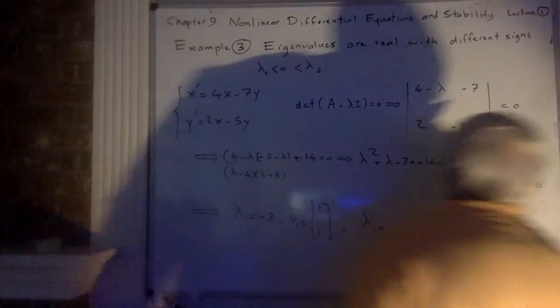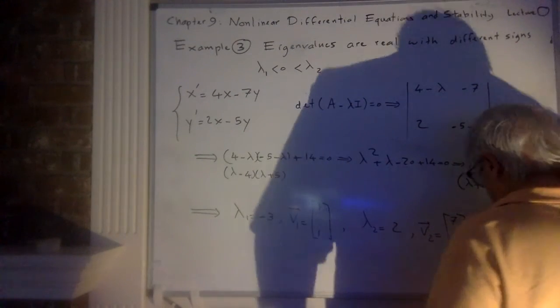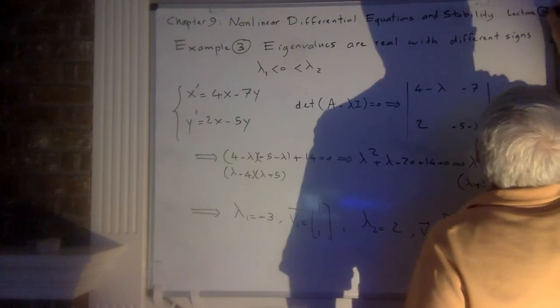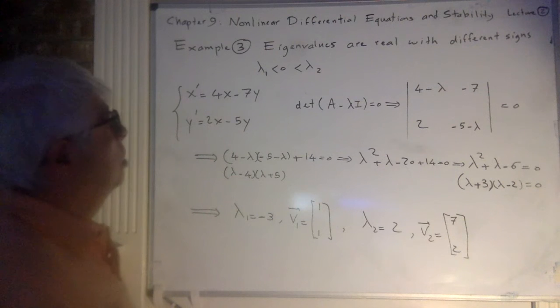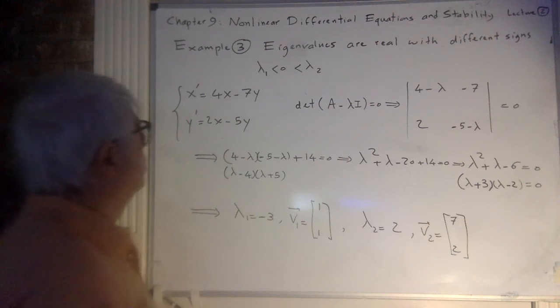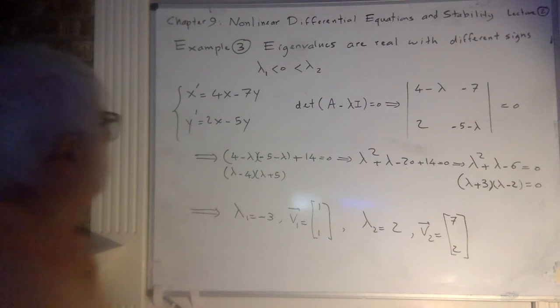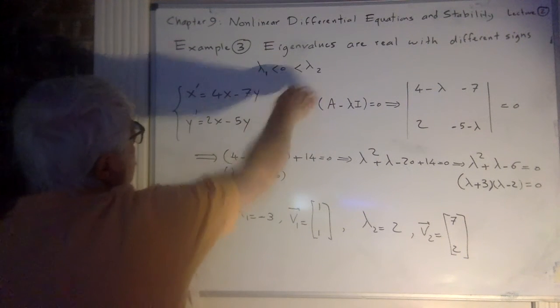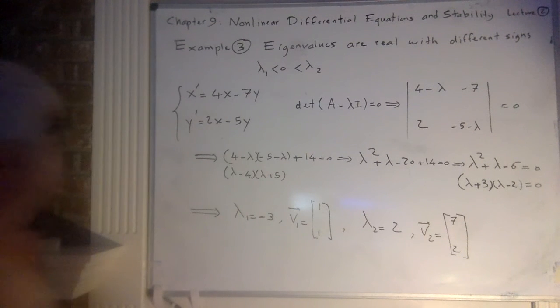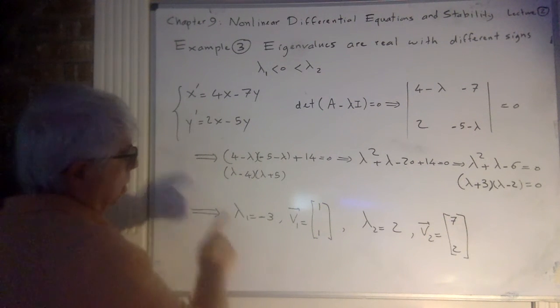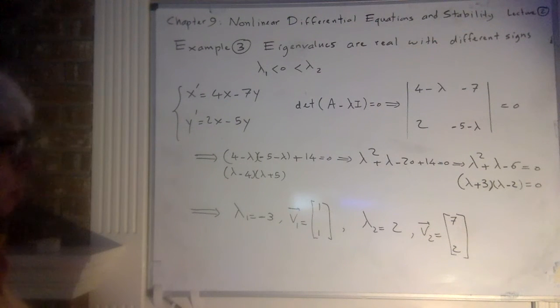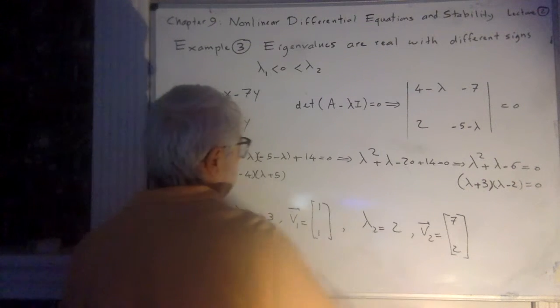Okay, this is lecture 2, so let me change this to lecture 2. Example 3, eigenvalues are real with different signs. So let's assume that lambda 1 is less than 0 and lambda 2 is bigger than 0. This is an example of this situation. The eigenvalues are lambda 1 is minus 3 and lambda 2 is 2, with their eigenvectors.